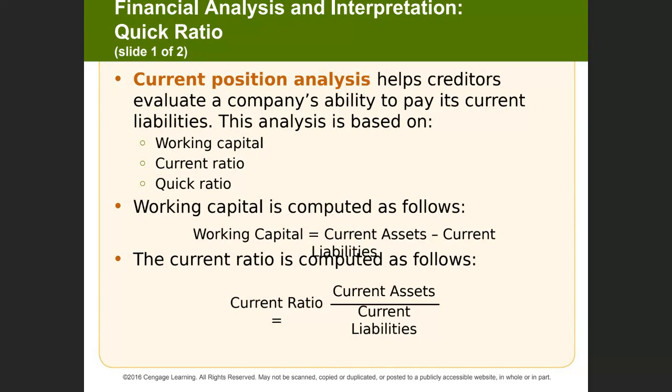And you can see this on the slide. Working capital is computed by taking your current assets minus your current liabilities, and that gives you your working capital. And for the current ratio, you're going to take current assets divided by current liabilities. So current assets divided by current liabilities gives you your current ratio.